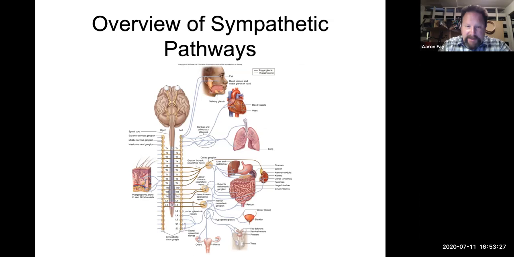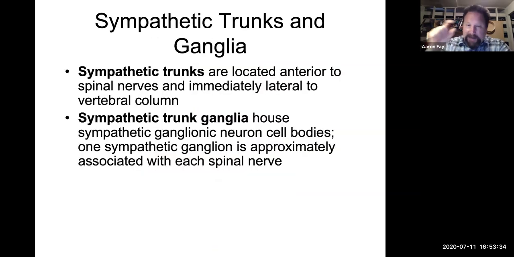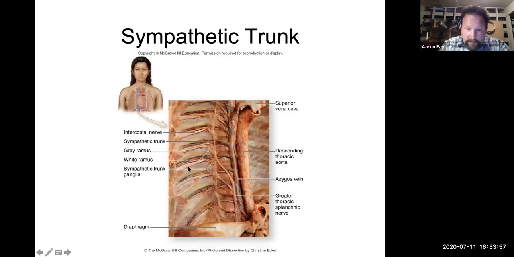So as I mentioned, the sympathetic trunks are these structures here, just lateral to the spinal cord. Right? They're made up of sympathetic trunk ganglia, which are all connected to each other, and contain cell bodies of ganglionic neurons. Okay, and I should say that each one of these sympathetic trunk ganglia is associated more or less with one spinal nerve. Right here, we can see the structure of our sympathetic trunk.